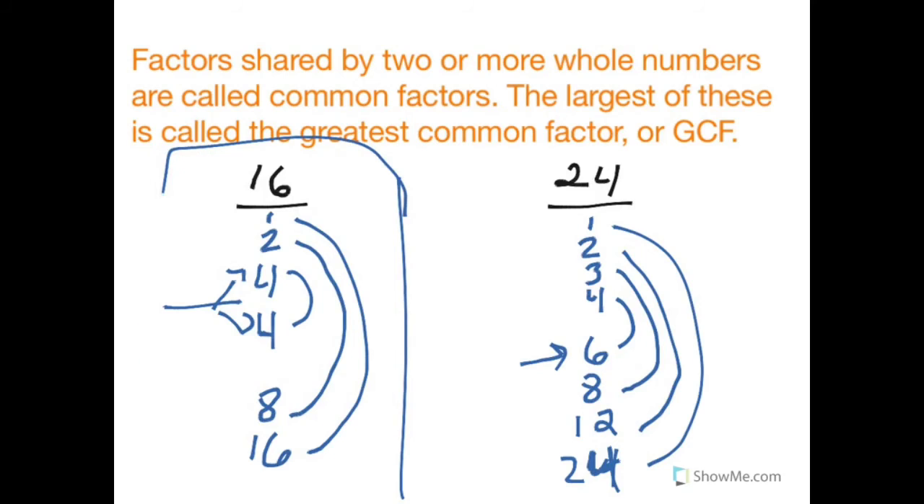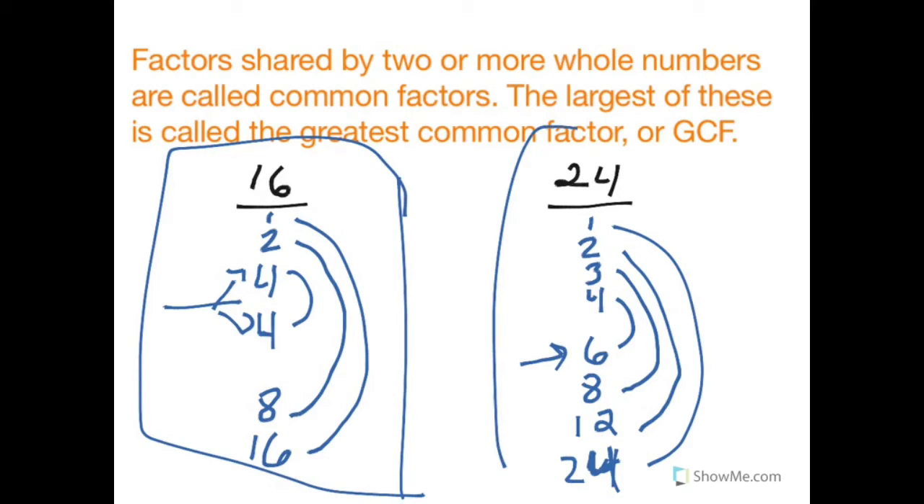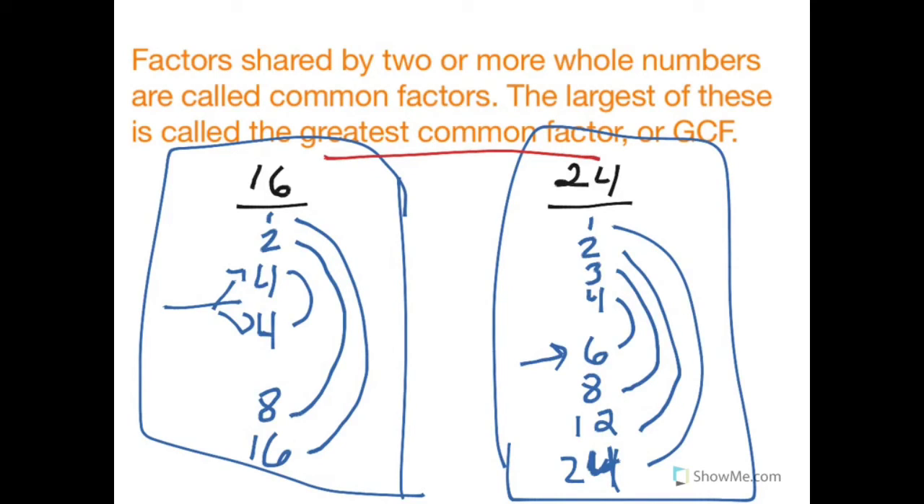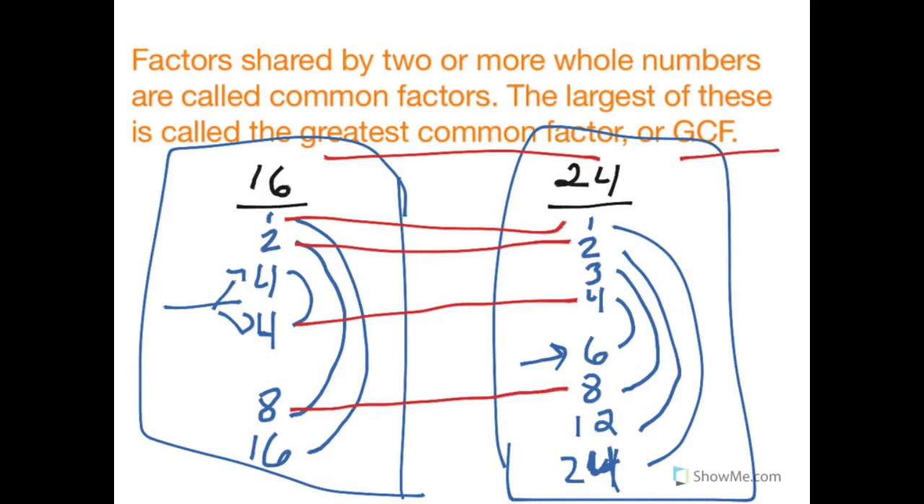Easy thing to do, the factors of 16 and the factors of 24. But now, if I asked you, what is the greatest common factor of 16 and 24? What is the GCF of 16 and 24? Now I'm going to look at this. They both have 1 in common. They both have 2 in common. They don't have 3 in common. They both have 4 in common. They both have 8 in common. And that's it. So they have 4 common factors, 1, 2, 4, and 8.